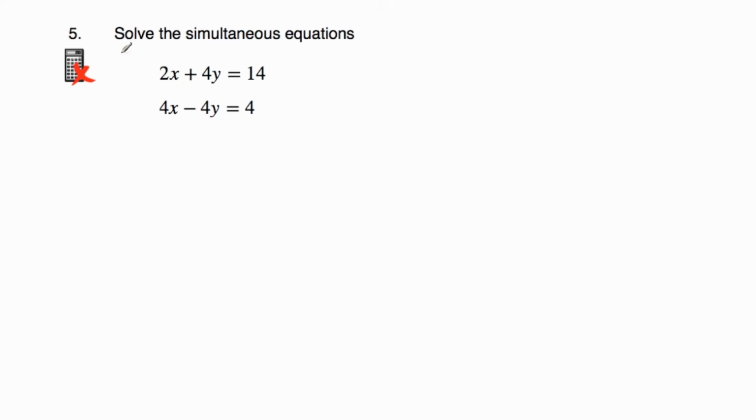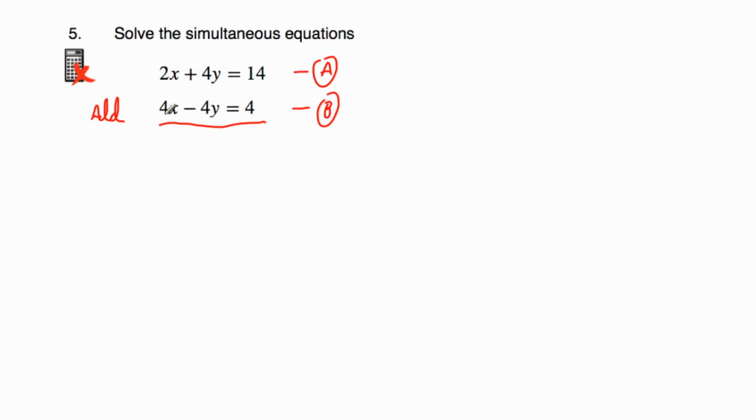So question number 5 says, solve the simultaneous equations 2x plus 4y equals 14 and 4x minus 4y equals 4. So let's call our top equation A and our bottom equation B. And if you'll notice here, we've got 4y and minus 4y. Now if I've got minus 4y and I add 4y, that's equal to 0. So let's add these two equations and see what we get.